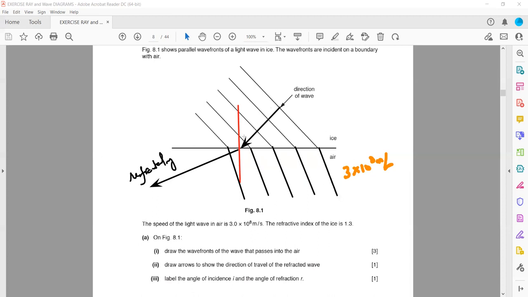So here what happened, the speed increased, the wavelength also increased, but the frequency remained unchanged. Then we have to label the angles, the angle of incidence and angle of refraction. So the angle of incidence with the letter I, is the angle between the direction in which the wave is coming and the normal, and the angle between the direction in which the refracted ray is going and the normal, that is the angle of refraction.